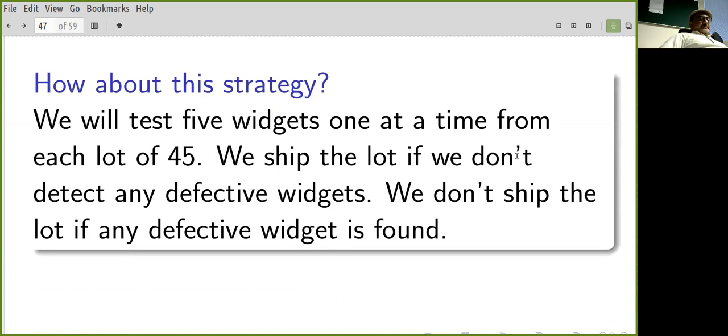We could come up with all sorts of strategies. What we could do is, you produce a lot of 45 widgets. I'm going to test 5 of the widgets, and I'm going to be destroying the widget when I test it. We ship the lot if we don't detect any defective widgets. And we don't ship the lot if any defective widget is found.